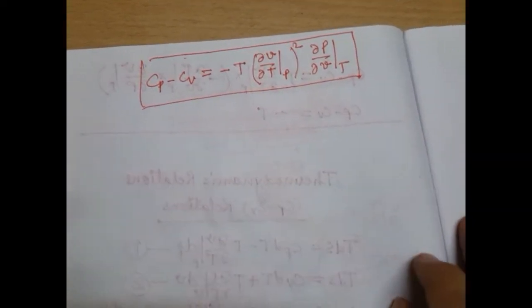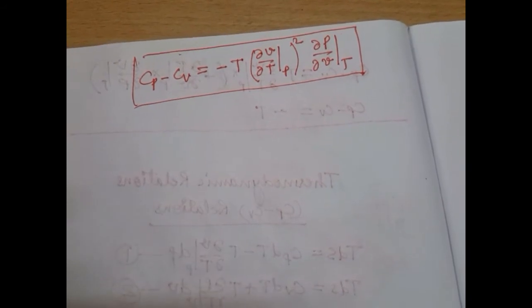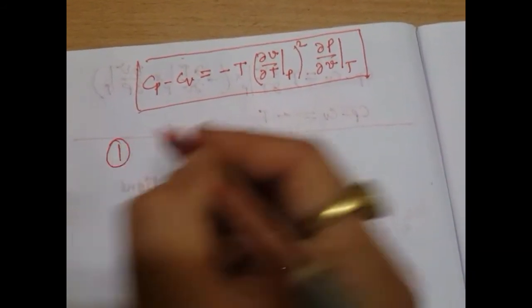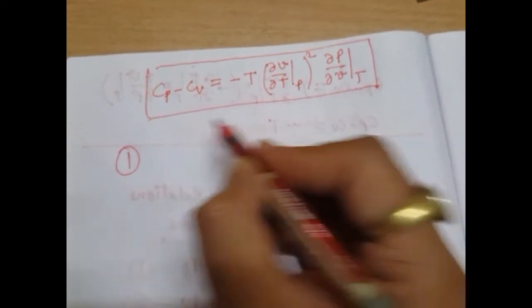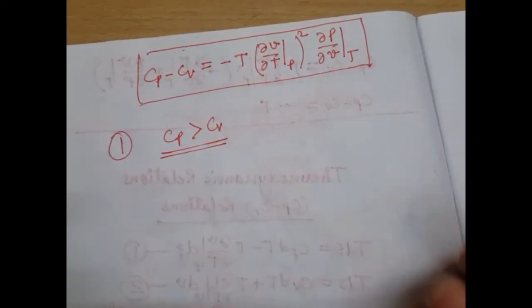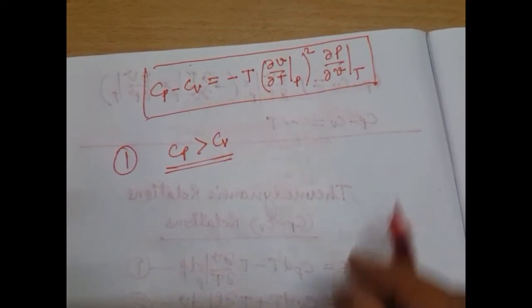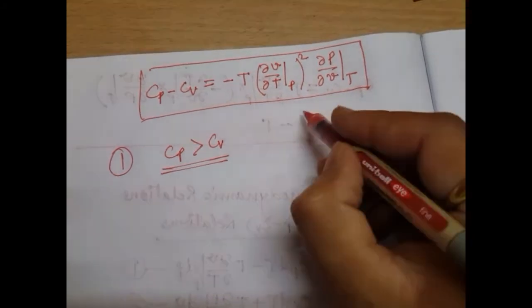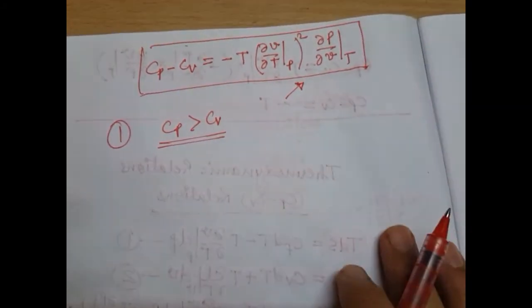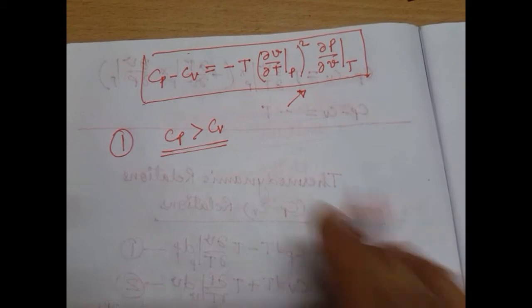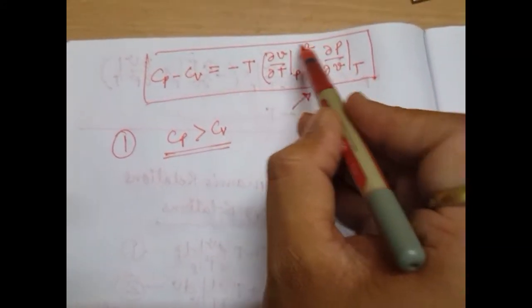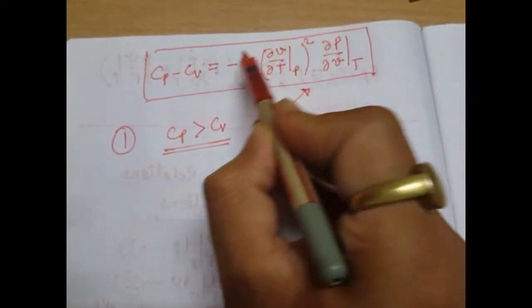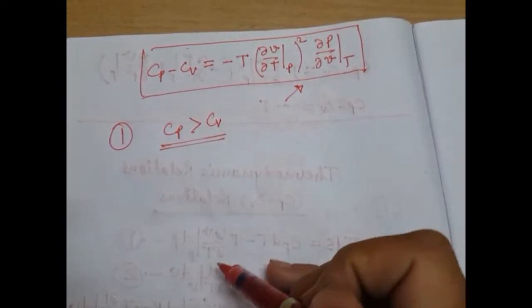From here many facts can be proved or solved. Number 1, some people used to ask to show that Cp is more than Cv. It can be shown from here. How? Let us check this relation. To prove that Cp minus Cv is more than 0, we have to prove that this term is a positive term.